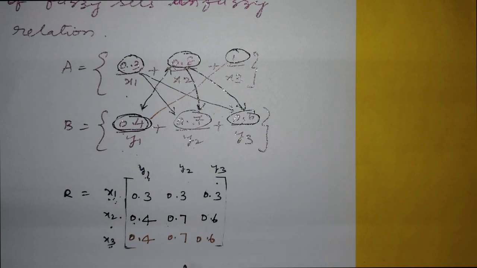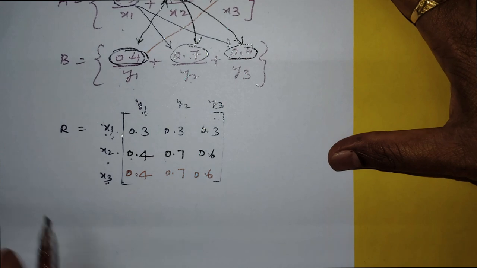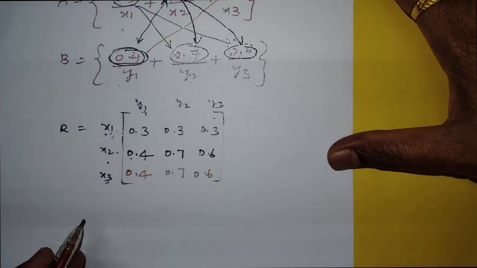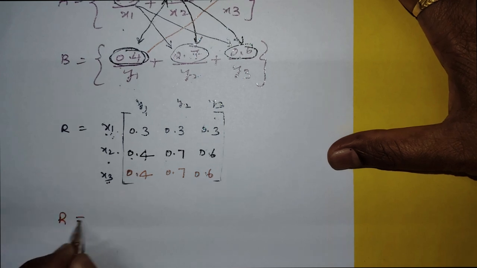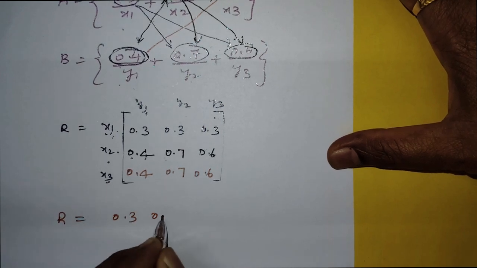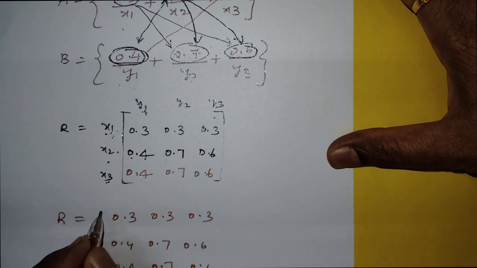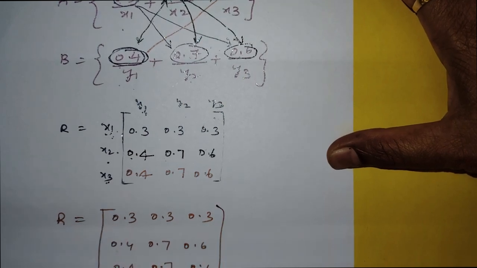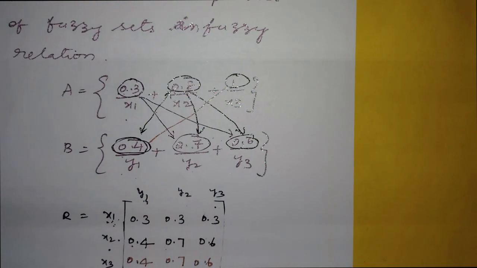Now R is the final Cartesian product. The Cartesian product of these two fuzzy sets, with elements x1, x2, x3 and fuzzy set B with elements y1, y2, y3, is R equal to 0.3, 0.3, 0.3, 0.4, 0.7, 0.6, 0.4, 0.7 and 0.6. These are the Cartesian product for the given two fuzzy sets.